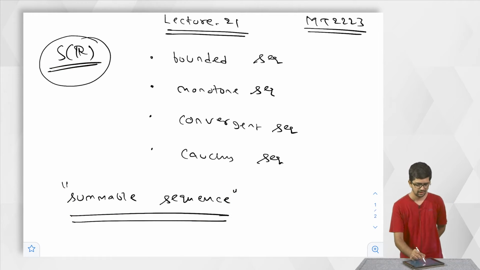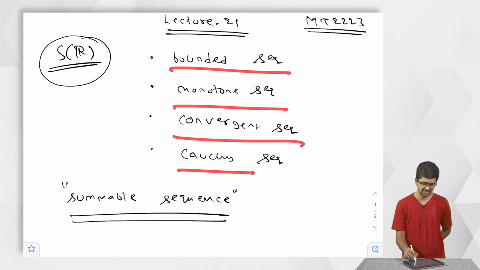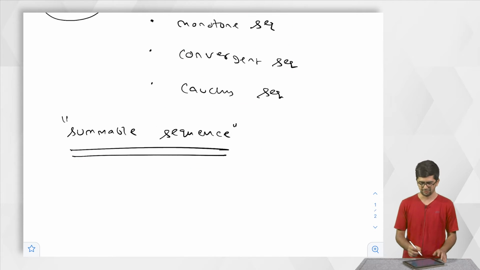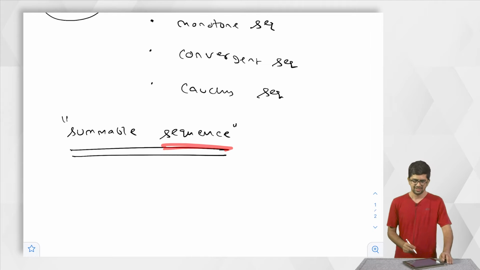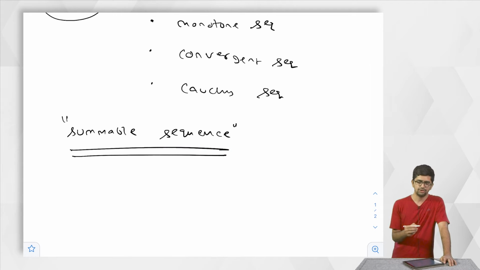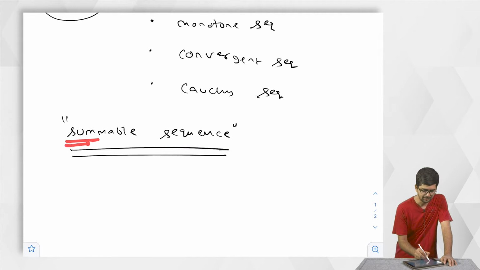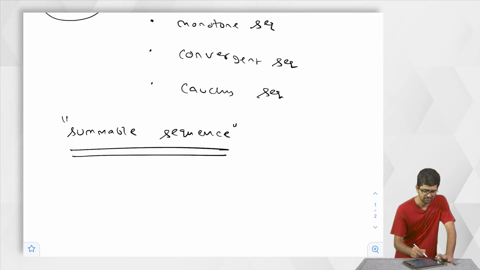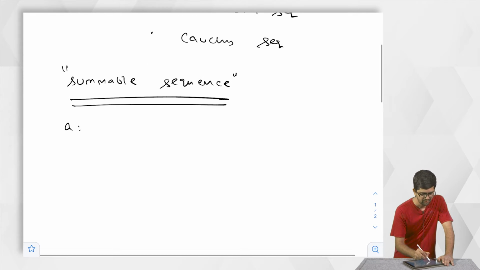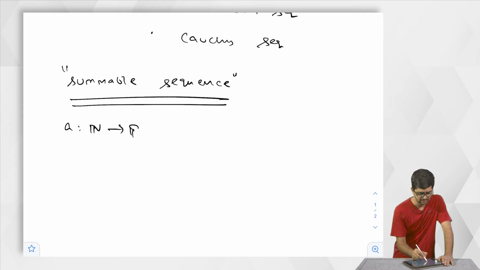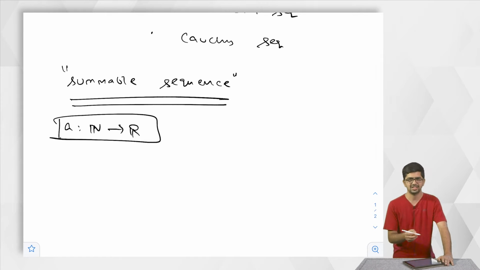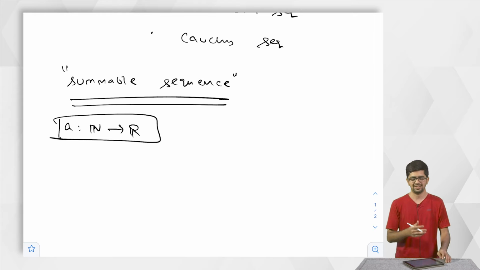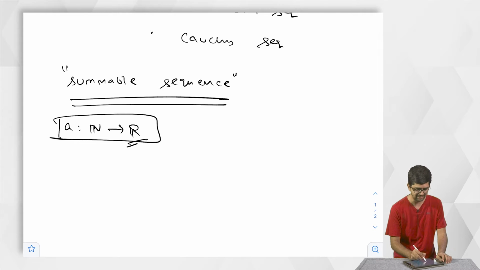So just like the previous interesting classes, this means it is a sequence. Of course, we are talking about a summable sequence. This is a sequence and it has something to do with sum, the addition operation in R. So a sequence A from N to R is said to be a summable sequence if something happens. That something should depend on the addition property of R. In R we have this addition.